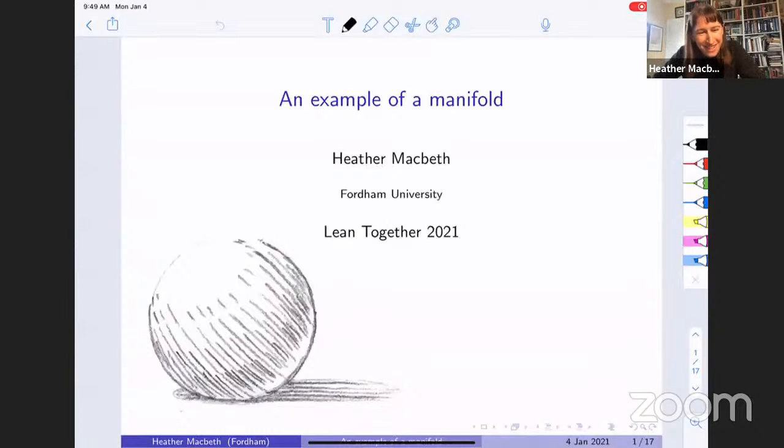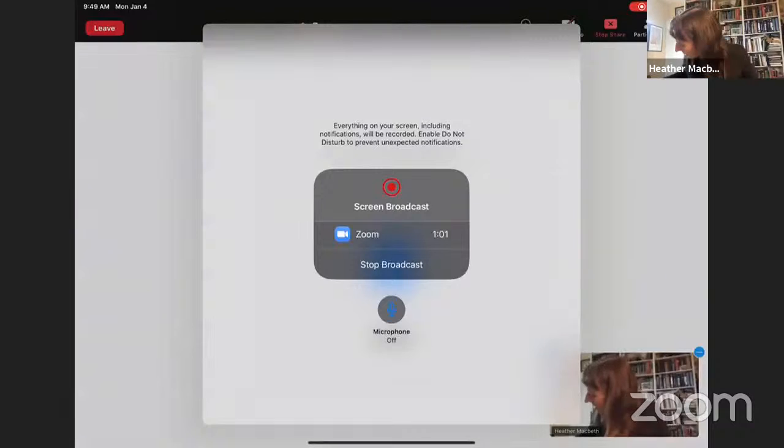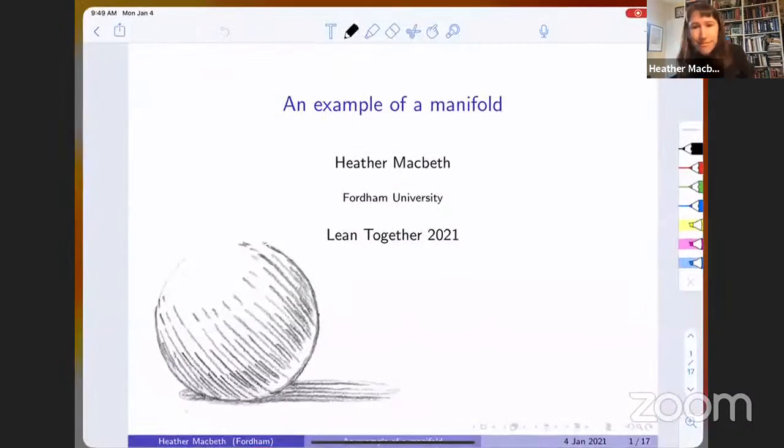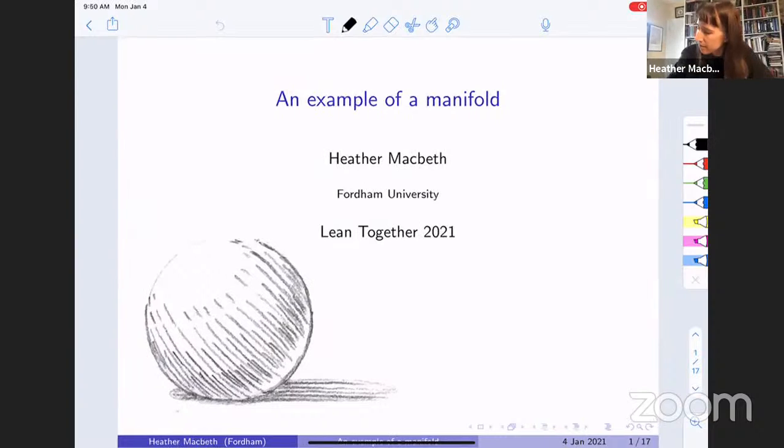Thank you very much, Patrick. And yeah, I'm the newest maintainer, and I'm one of the people that has been part of the explosive growth in the last year. It's been really fun to join this community. What happened to my screen? Good. So I'll be making a manifold, and specifically the sphere.